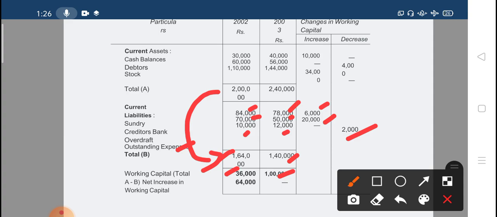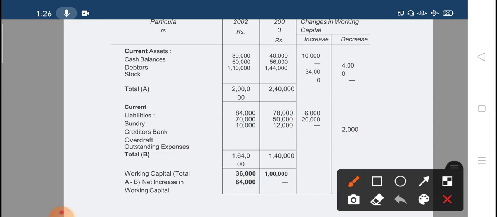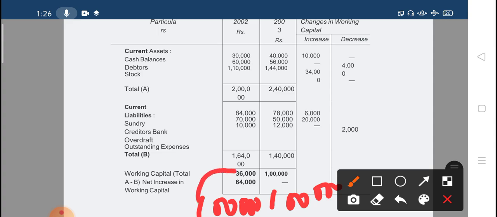So here 1 lakh is the larger amount. The same amount we can write here also. So the difference will be 1 lakh minus 36,000, which is 64,000. I will do it once again. The total is 1 lakh, and here also the same total amount is written. So the difference amount, 1 lakh minus 36,000, is 64,000.